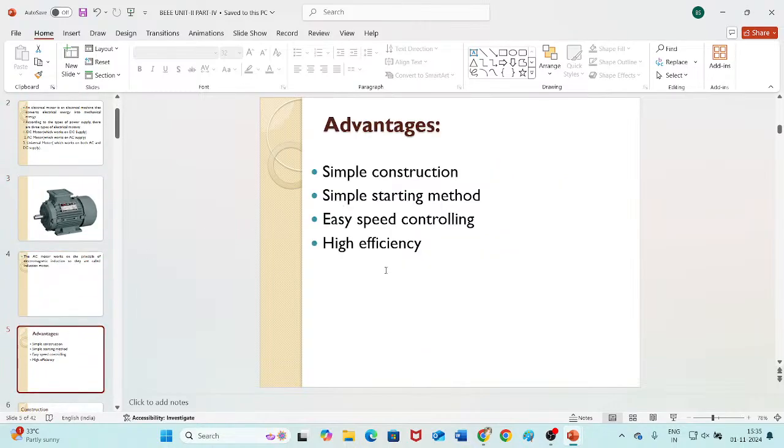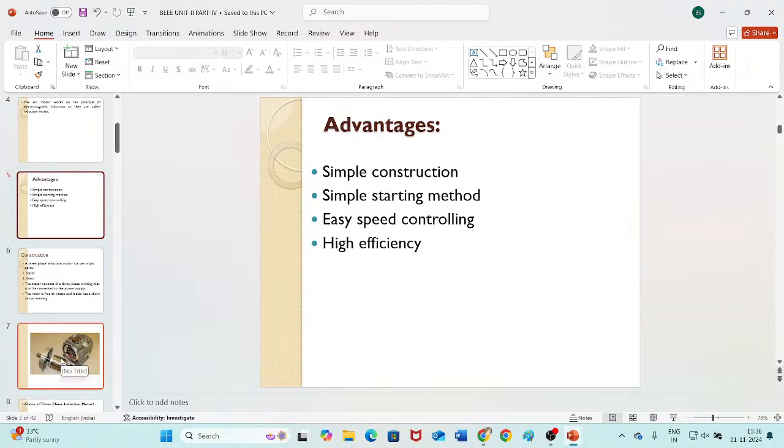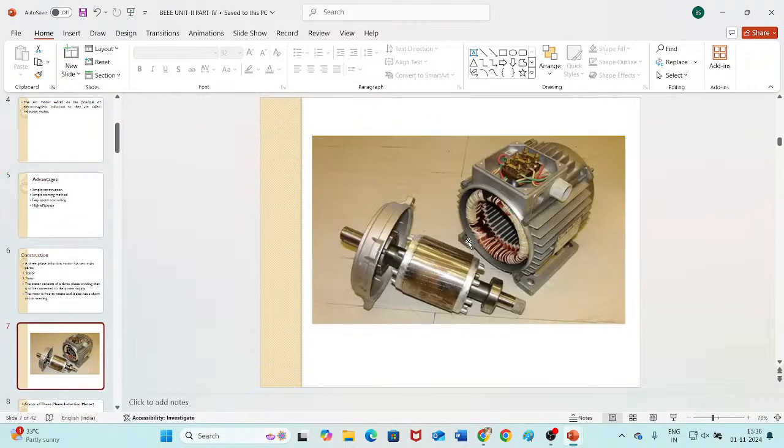Why are we using induction motors? Because of the following advantages. They are simple in construction, they are easy to start, and we can easily control the speed of these motors, and their efficiency is good. Because of good efficiency, we will use induction motors.